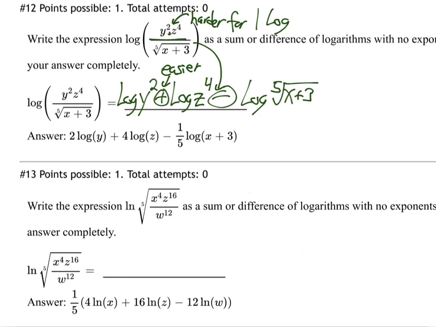Now, where do we go from here? Well, this power is going to come down to the front. This power is going to come down to the front. No big deal there. But what about this fifth root? What is that? Do you remember that a root is the same, let me write this a little better, as a fractional power? There's really a 1, so this is 1/5. What am I talking about?